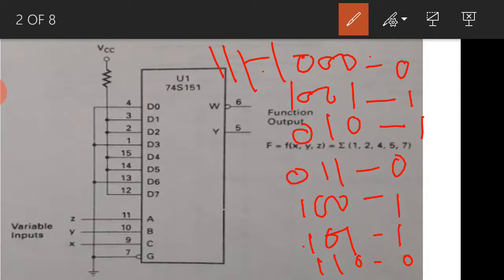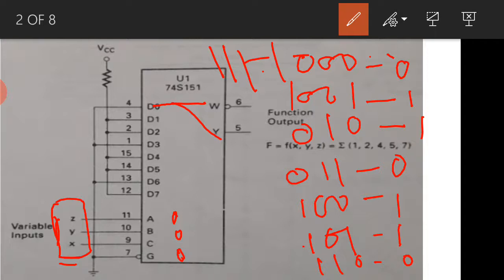On the right side we see the circuit using an 8-to-1 multiplexer, because an 8-to-1 multiplexer has 3 select lines, so the 3 variables connect to the select lines. Suppose the select lines are 0 0 0. The function of the multiplexer is that D0 will be selected to the output.